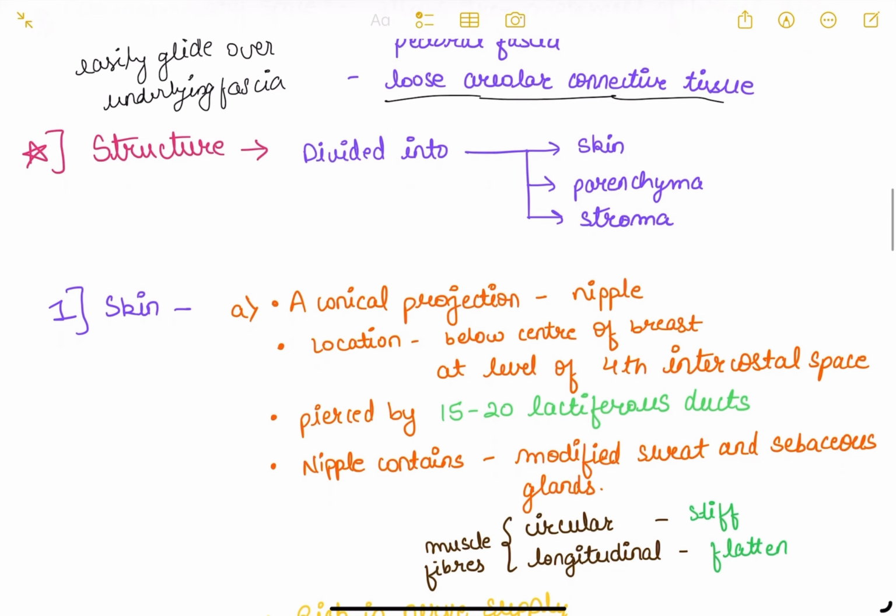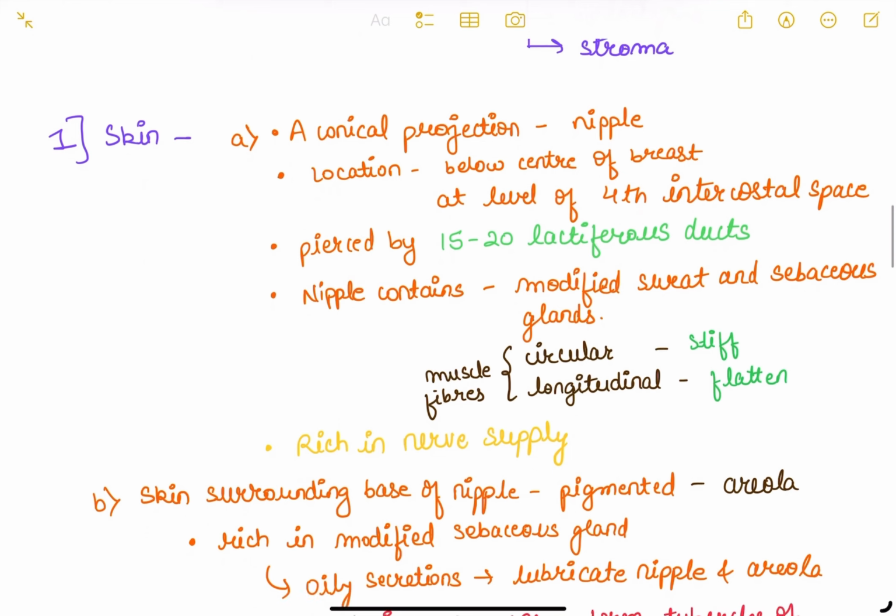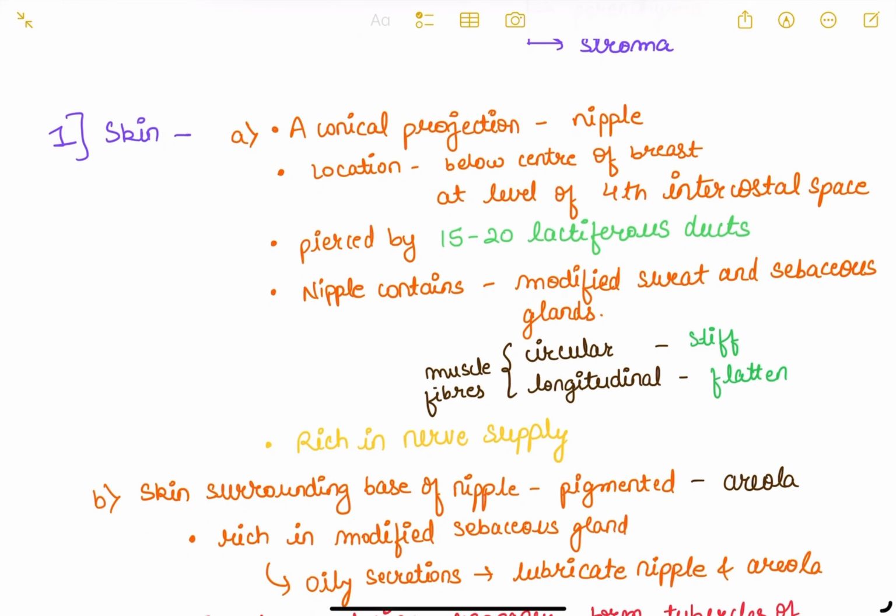Now let us discuss the structure of the breast. So the structure of the breast is divided into 3 things: skin, parenchyma and stroma. So let us first look at the skin. Okay, so the skin has a conical projection which is called as the nipple. Now the location of the nipple, it is present below the center of the breast, not in the center but below the center, at the level of 4th intercostal space.